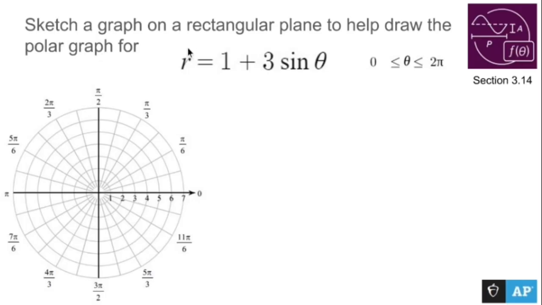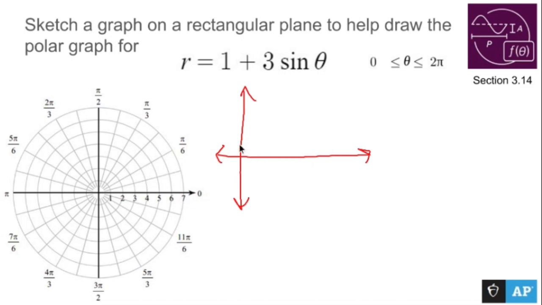Sketch a graph on a rectangular plane to help draw the polar graph for r equals 3 sine theta. All right, so let's take this, and in a previous video I made a table. I'm not going to make a table. I'm just going to make a regular old trig graph based off of this information. Now, there's two things that I notice.